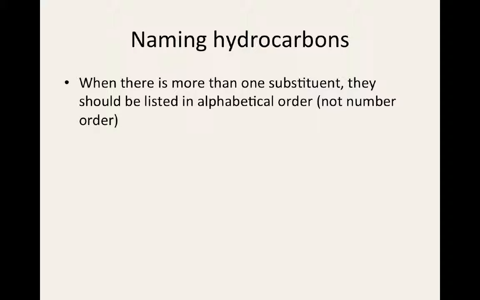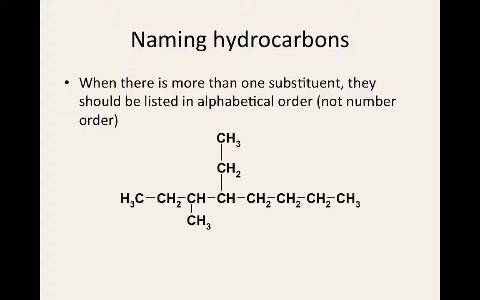In molecules where there is more than 1 substituent, they should be listed in alphabetical order, not number order. This molecule has 8 carbon atoms in its longest chain, so its name is based on octane. It has 2 substituent groups, one containing 1 carbon, a methyl group, and one containing 2 carbons, an ethyl group. Counting from the left, the methyl group is on carbon 3, and the ethyl group is on carbon 4. Counting from the right would give positions 5 and 6, which would be incorrect. The name of this molecule is 4-ethyl-3-methyl-octane.